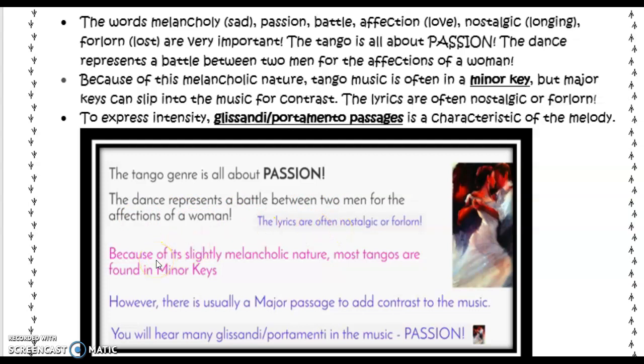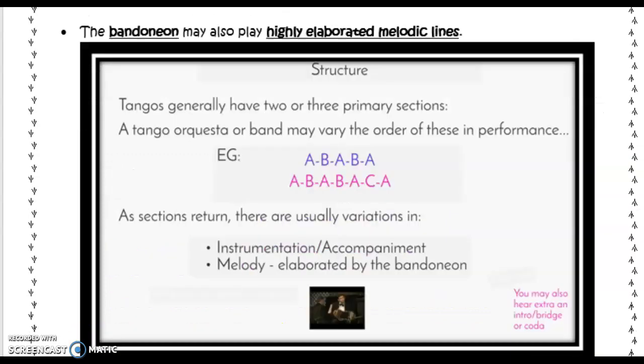Because of its slight melancholic nature, most tangos are found in a minor key. However, there is usually a major passage to add contrast to the music, and you will hear glissandi and portamento in the music, and it's all about passion. The bandoneon may also play highly elaborated melodic lines.